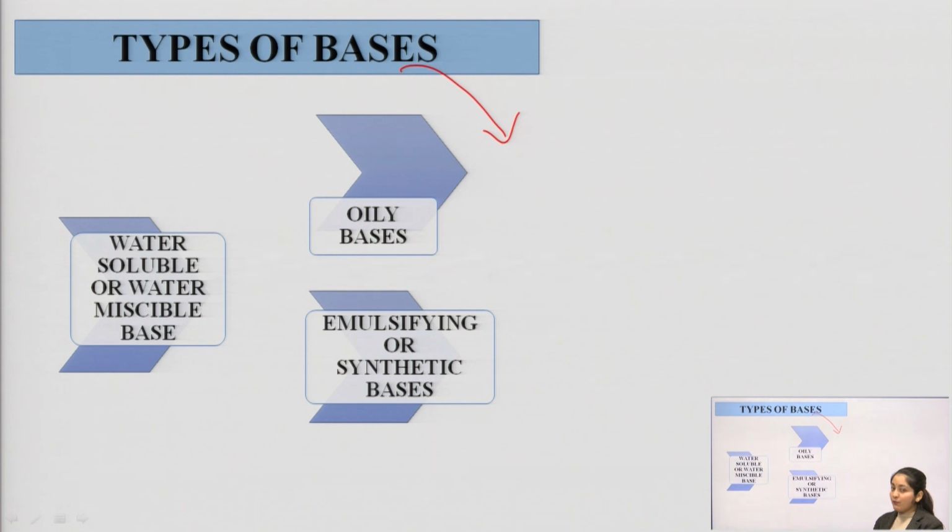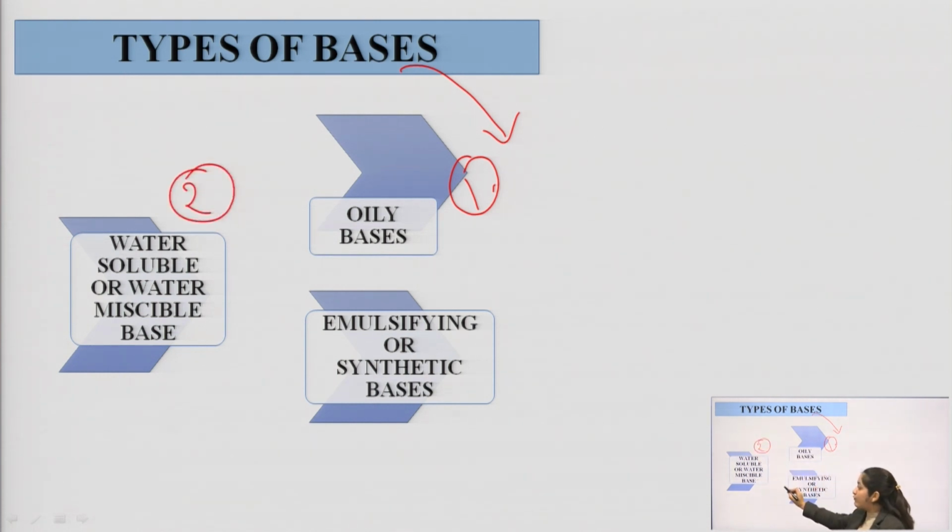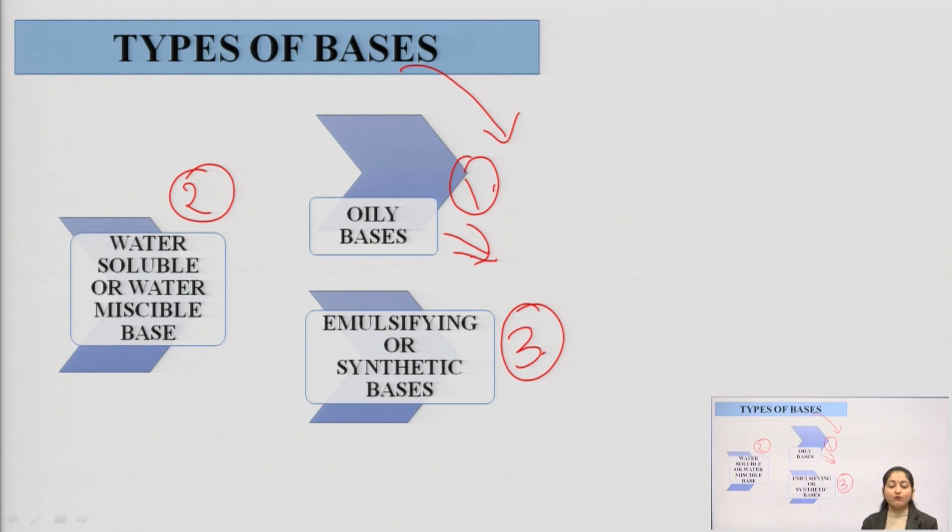Moving ahead, let us understand the types of bases that are usually used in the making of suppositories. Bases are majorly classified firstly into oily bases, then water soluble or water miscible bases, and the third one is the emulsifying or synthetic base. Oily bases are your oleogenous bases and hydrophobic bases, which are used whenever we have a medication that is not water miscible. So, we often go for bases that are oily or oleogenous in nature.